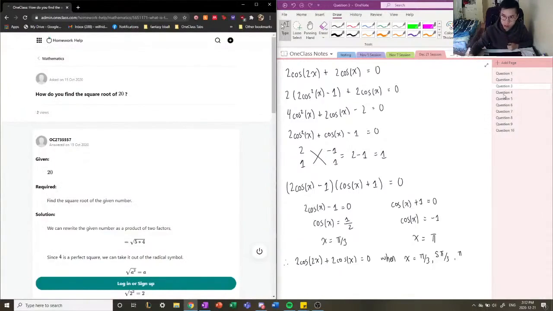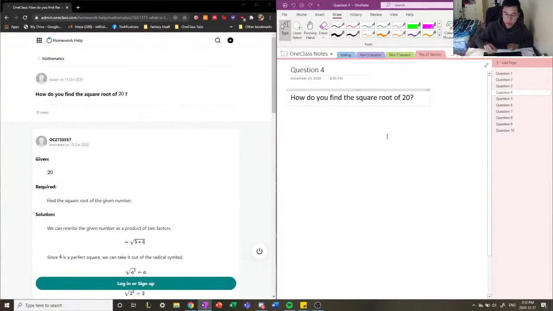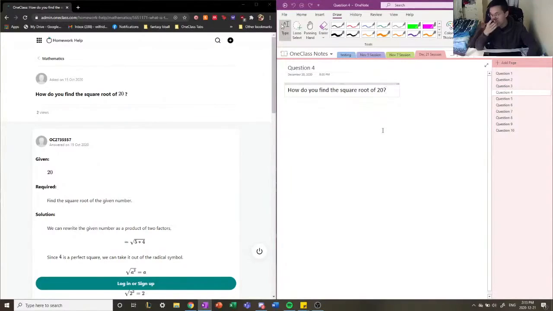All right, so the next question reads, how do you find the square root of 20? Okay, so the method I like to use is to find the prime factorization of 20 and then to simplify it so that we can find the simplified radical form.